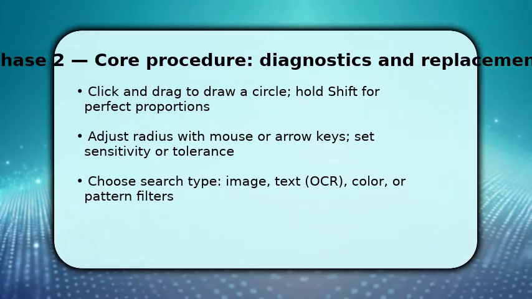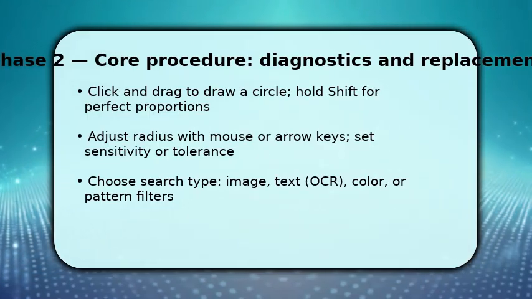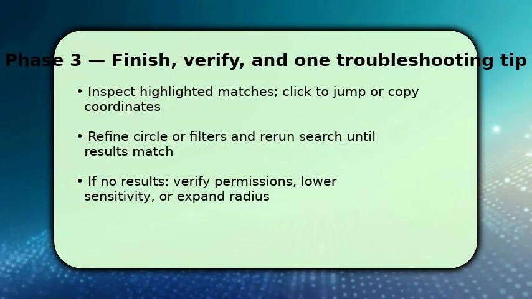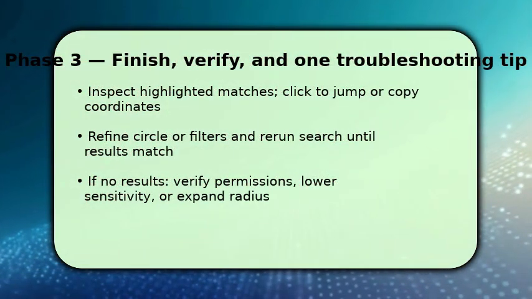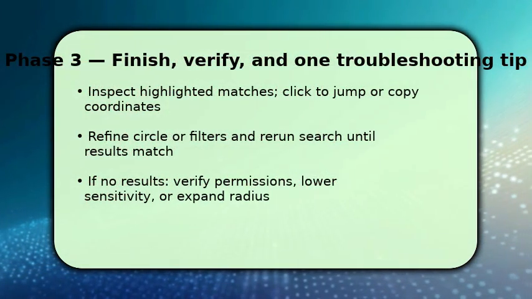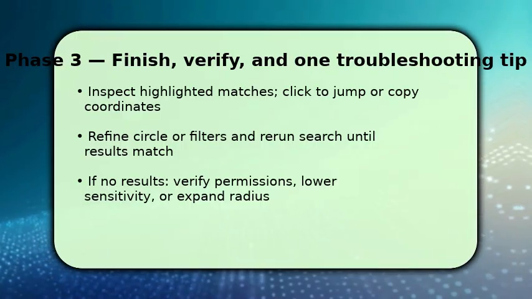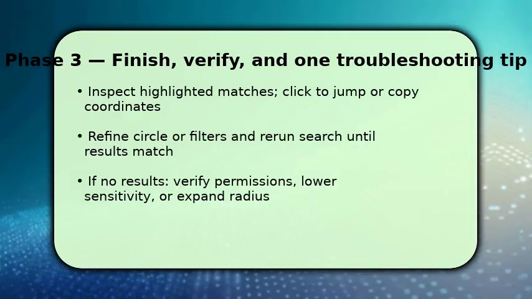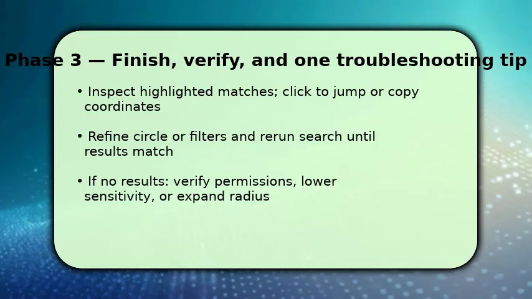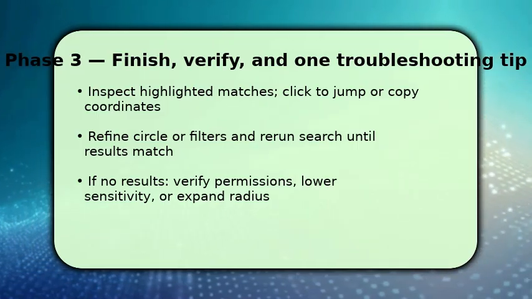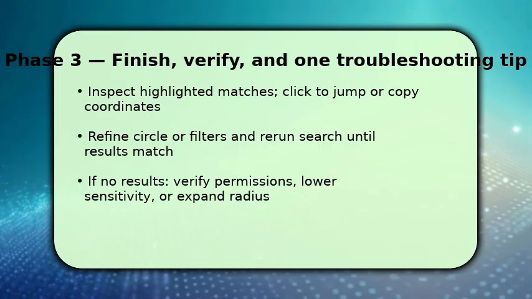You now review the highlighted matches shown on screen and click any match to jump to it or copy coordinates for later use. If results are too broad, tighten the tolerance or switch filters. If too few, expand the circle or lower sensitivity, then rerun the search. Make sure to save presets once you find a reliable setup.